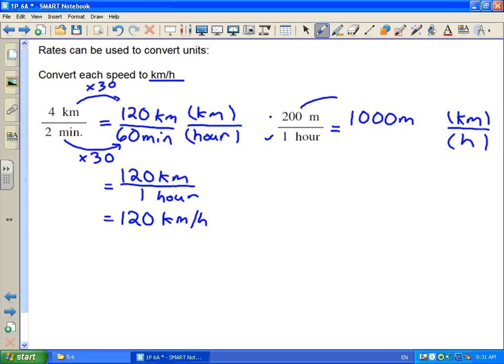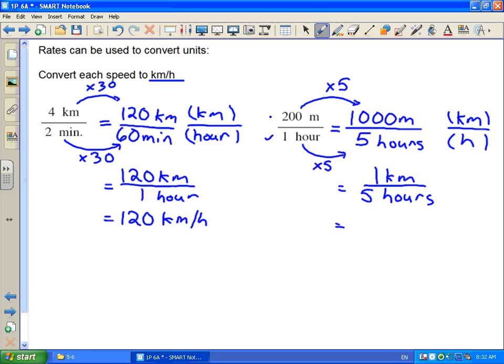1,000 meters, how can we get 200 meters to 1,000 meters? Well, we have to multiply by 5. So if we multiply 5 on the top, again, let's multiply by 5 on the bottom. So 1,000 meters is in 5 hours. Well, that 1,000 meters on the top is the same as 1 kilometer. So 1 kilometer in 5 hours. And we can do that division. 1 divided by 5 gets us 0.2 kilometers per hour. Okay? Where we just did 1 divided by 5 in here.